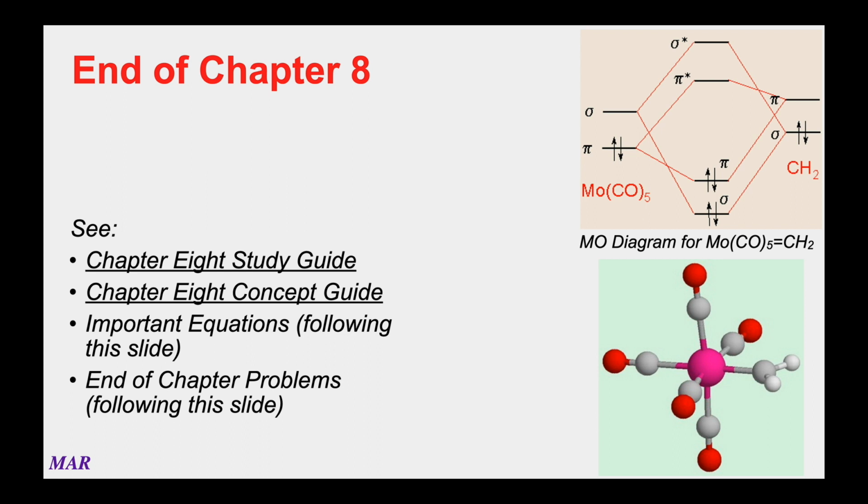Definitely on this stuff, I recommend looking at some of the things to help you along. There's a study guide with bulleted highlights of the concepts from this section, and I definitely recommend you look at that. The concept guide has some worked problems from the section, so if you're uncertain how molecular orbital theory works, I encourage you to check that out. Following this slide, if you're looking at the lecture notes, there are some important equations to help you get through this stuff, and also some end of chapter problems. The questions are on one page and the answers are on the next. Try and do the problems yourself, check yourself, see if they're good. Should be good to go.